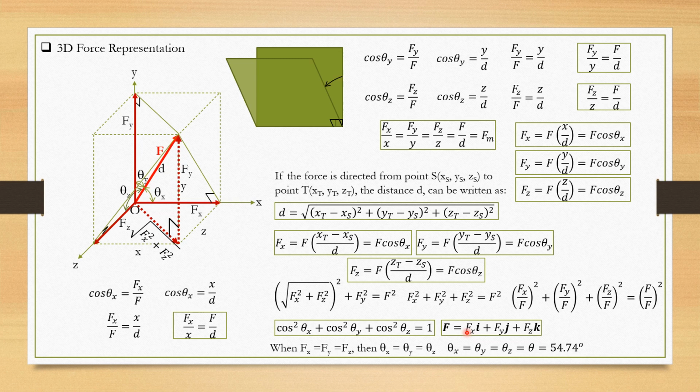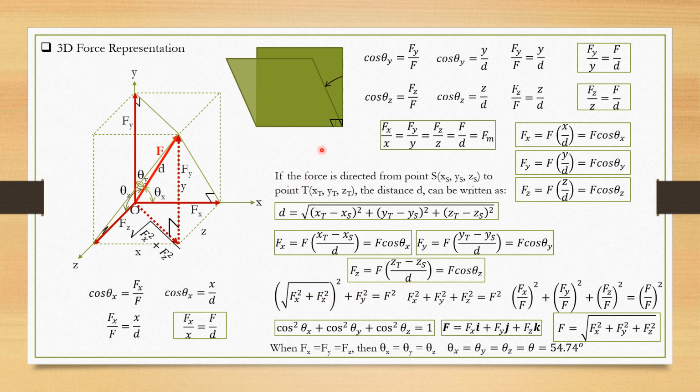So again, it may also be magnitude of force F over distance times quantity x component of distance i plus y component of distance j plus z component of distance k, where i, j, k are unit vectors along x, y, and z respectively, and the magnitude of the force is square root of Fx square plus Fy square plus Fz square from the equation here.